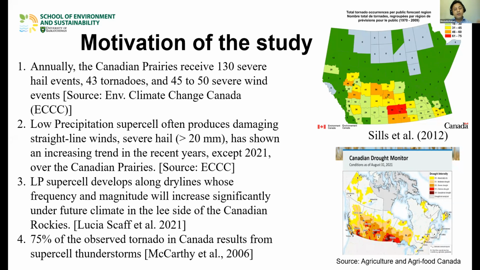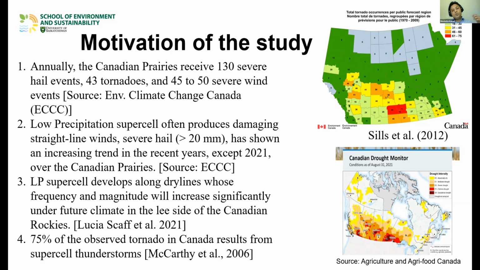A study shows that 75% of the observed tornadoes are produced by supercell thunderstorms. As you can see from this map, a study done by David Sills shows that in the Canadian Prairies, those tornadoes are very much concentrated in the southern part of the Prairies, and mostly the high intensity tornado events are concentrated in the southeastern and southwestern parts of Saskatchewan and the southwestern part of Manitoba. And in the bottom panel, you can see the drought maps for 2021. And as we know, 2021 was one of the recorded drought years in 20 years.